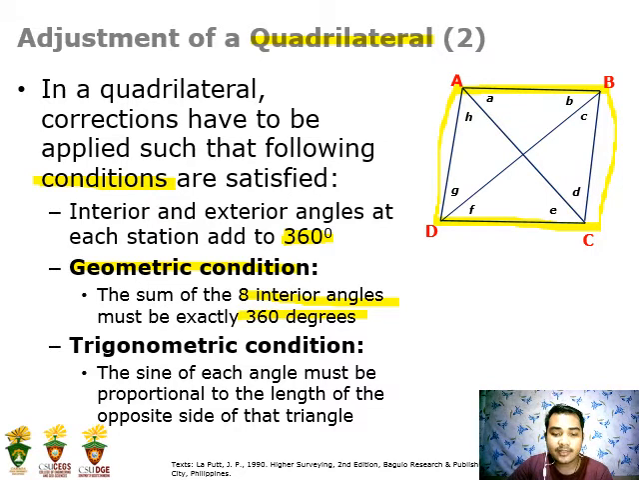Next is the trigonometric condition. This means the sine of each angle must be proportional to the length of the opposite side of that triangle. We will discuss this further later in these slides.